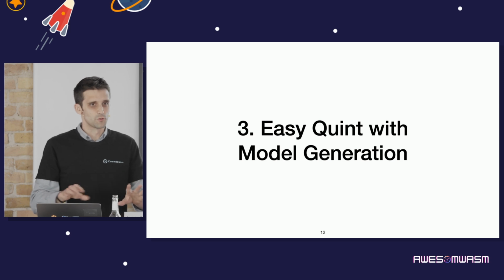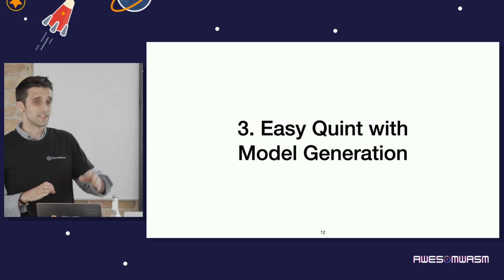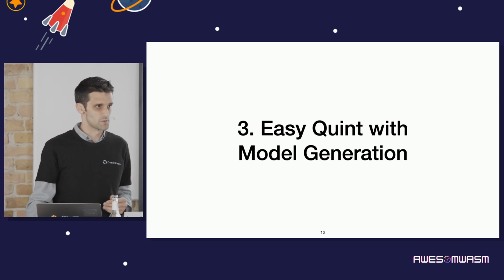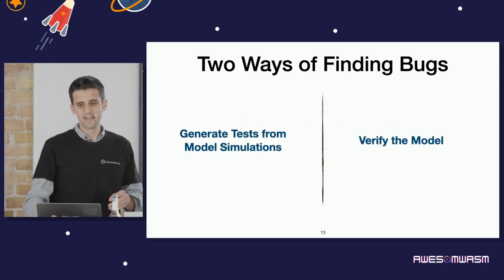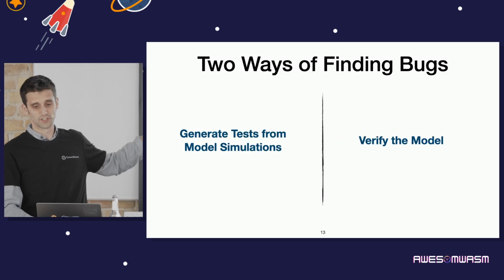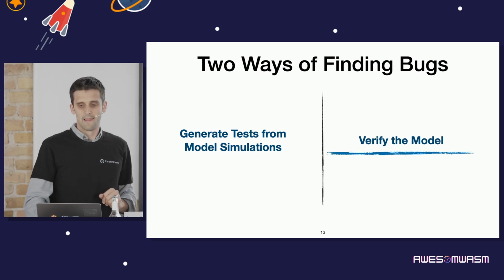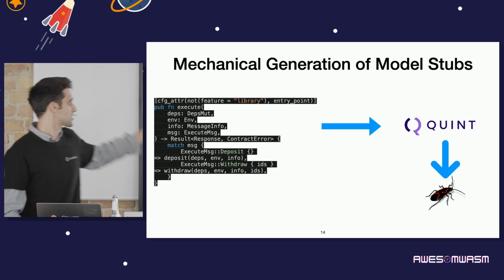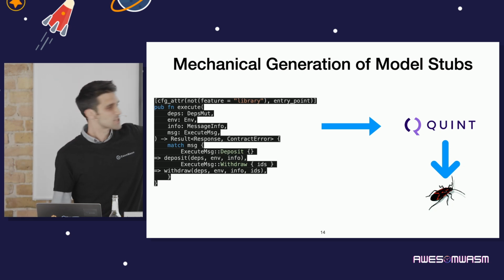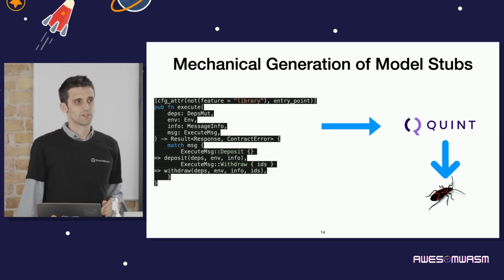So in this last part of the workshop, I would like to show you these recent developments with some CosmWasm specific tooling. And we talked about two ways of finding bugs. One was to generate tests, and the other one is to verify the model. And in verifying the model, we said we are starting from the code, we write the Quint spec, and then we find bugs by running verification.